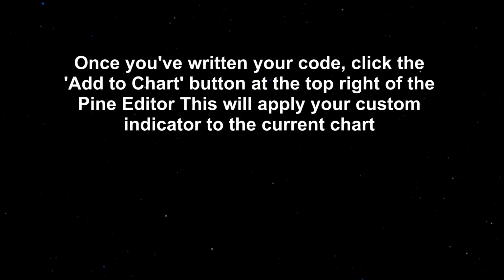Once you've written your code, click the Add to Chart button at the top right of the Pine Editor. This will apply your custom indicator to the current chart.